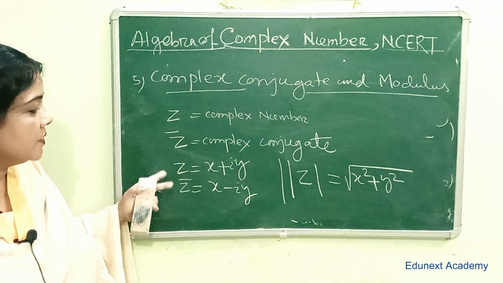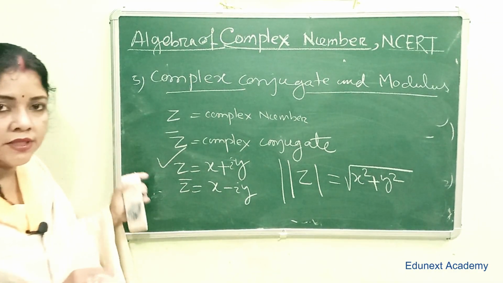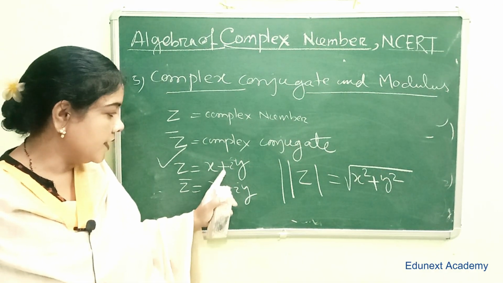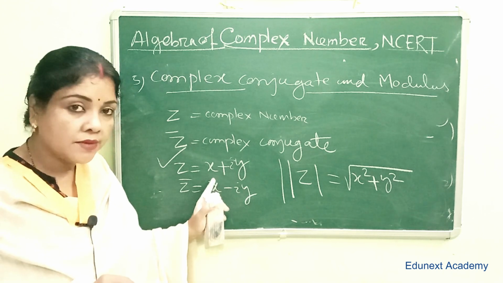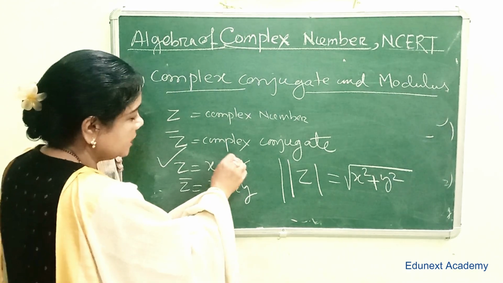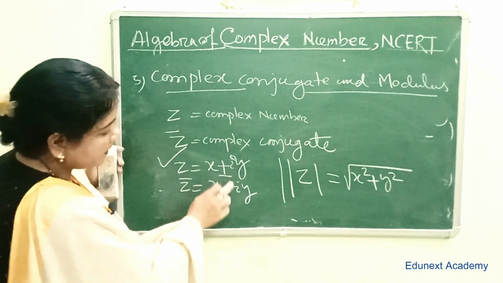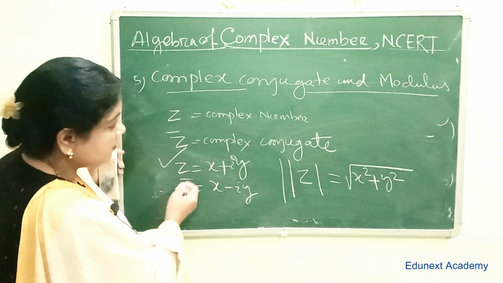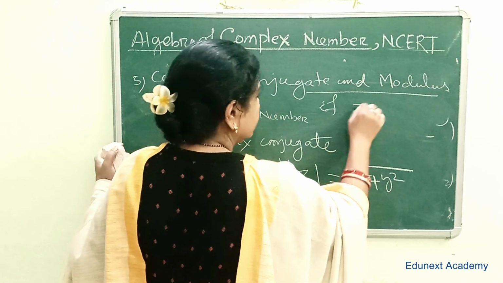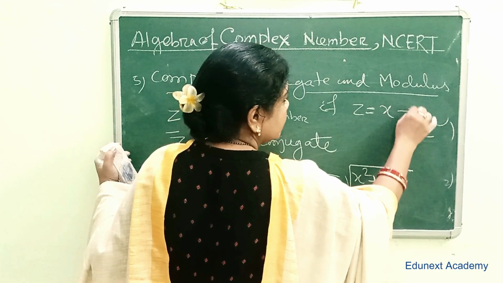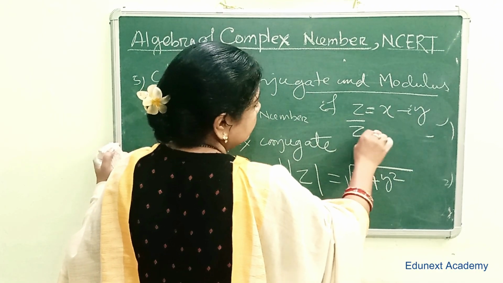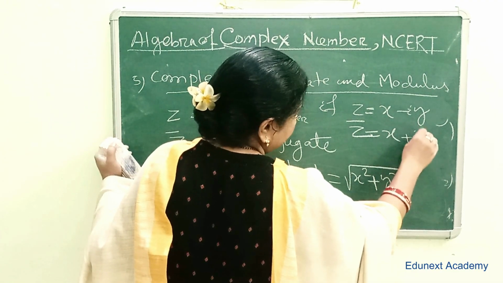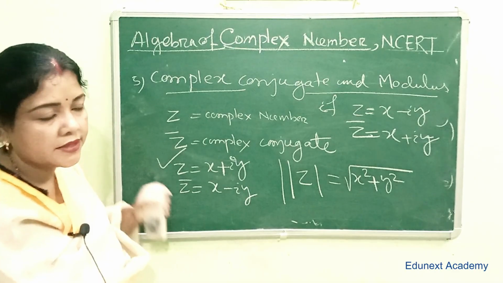For the complex conjugate, whatever the complex number is, you just change the sign of the imaginary part. Here iy is the imaginary part, and the plus sign is there, so for the complex conjugate I have to change the sign. For example, if Z is equal to x minus iy, then the complex conjugate of Z will be x plus iy. I hope you understand this.